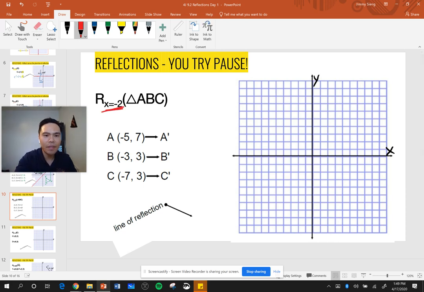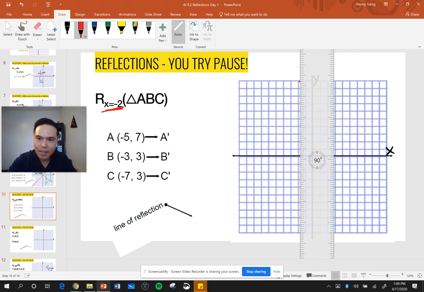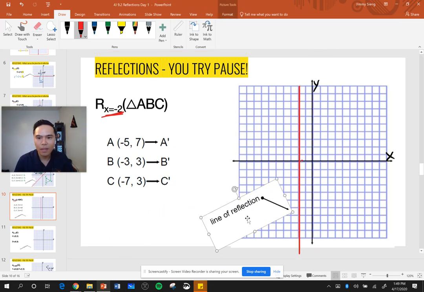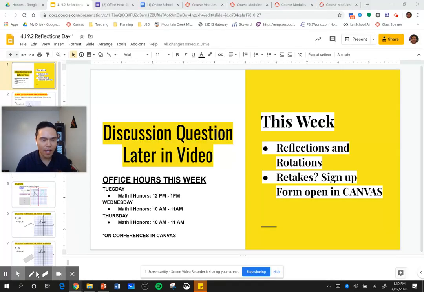So we have here the line of reflection at x equals -2. X equals -2 is a vertical line that passes through -2, right? Let me do a ruler here. So we have a vertical line that passes through -2, okay? That's your line of reflection. Go ahead and put those points in. I'm going to pause this video, and you should be done.